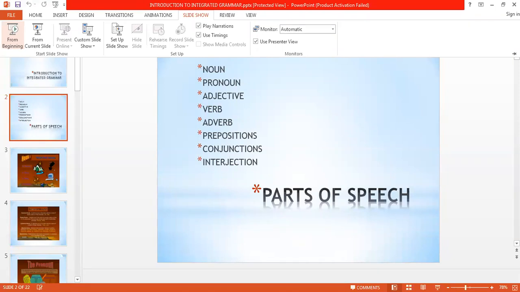So basically there are 8 parts of speech in a sentence. We normally use these 8 things in our sentences. Number one is noun, then pronoun, adjective, verb, adverb, preposition, conjunction, and interjection. Normally, we use these 8 things in our sentences. There is a particular place for each of these parts of speech. Let us know more ahead about it.